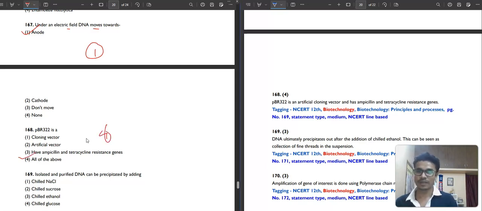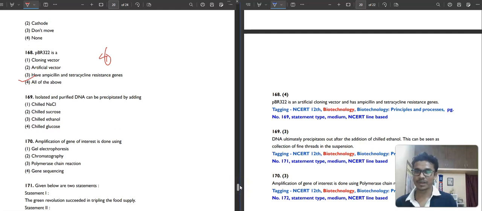Then isolated and purified DNA can be precipitated by adding chilled NaCl, chilled sucrose, chilled ethanol or chilled glucose. So it will be chilled ethanol. The third option is your correct answer. I don't know how the writing got distorted.